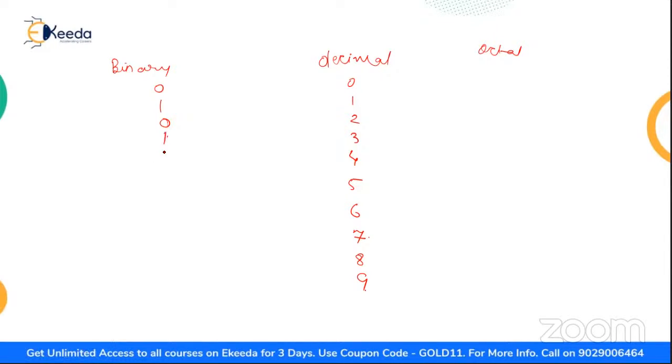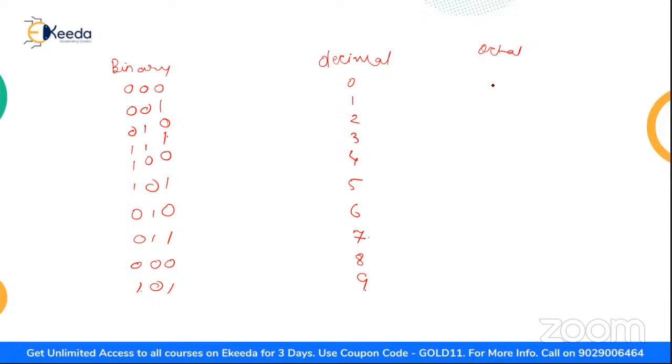0, 1, 0, 1, 0, 1, 0, 0, 1, 1, 0, 0, 1, 1, 0, 0. Okay. Then we can write down 0, 0, 0, 1, 1, 1, 0, 0, 0, 1. Like this.